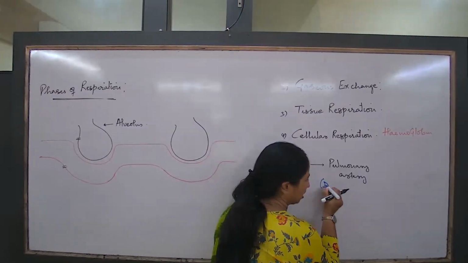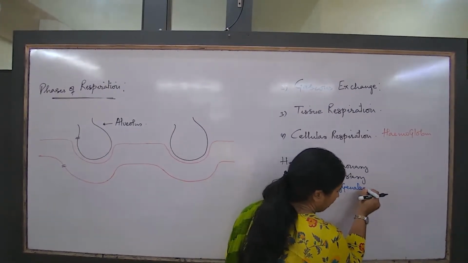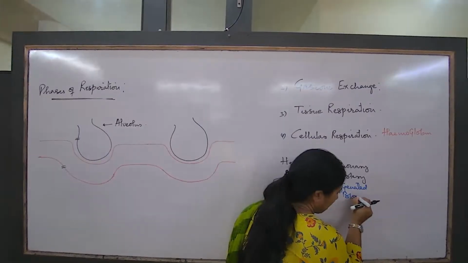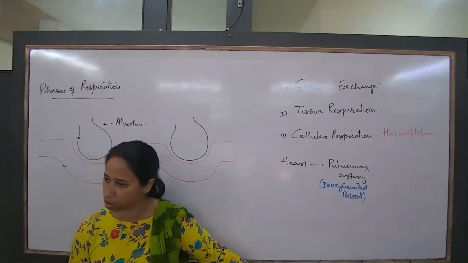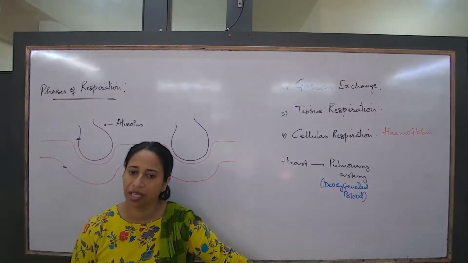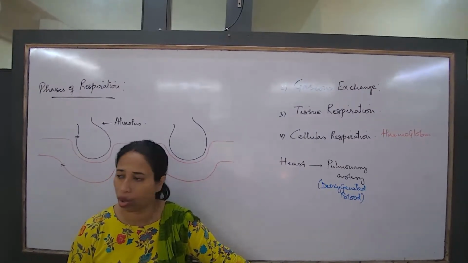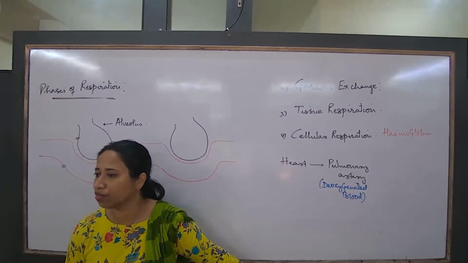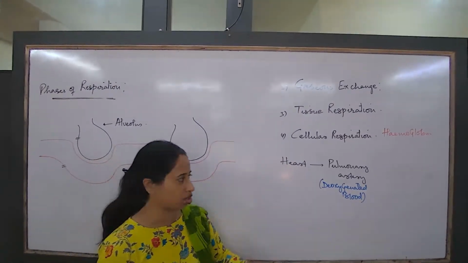The type of blood that it carries is known as deoxygenated blood. What is the type of blood that the pulmonary artery carries? Deoxygenated. What is the meaning of deoxygenated? It has a higher proportion of carbon dioxide than oxygen. The proportion of carbon dioxide is much more than oxygen.